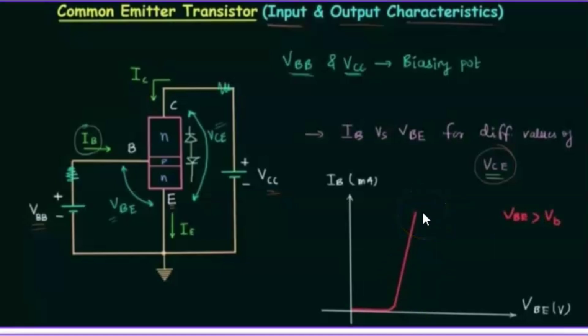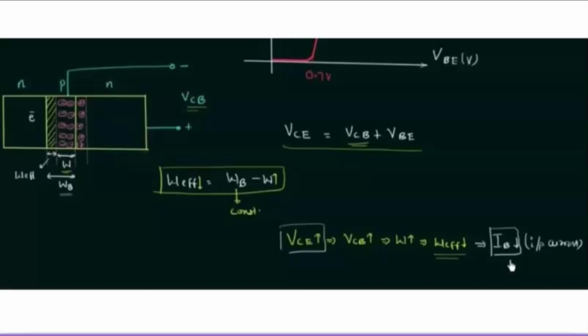Now we have to see that जब हम VC की values को deflect करते हैं how does the graph change. So उसके लिए we will have to take a look at the early effect. So first of all we know that VCE is equal to VCB plus VBE. Now we have taken this NPN transistor diagram.